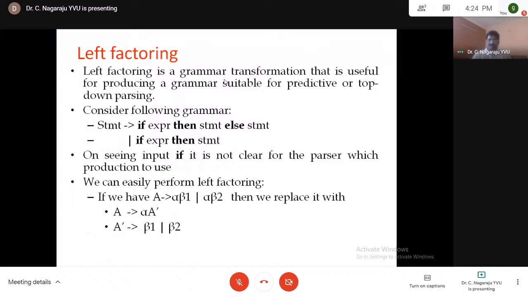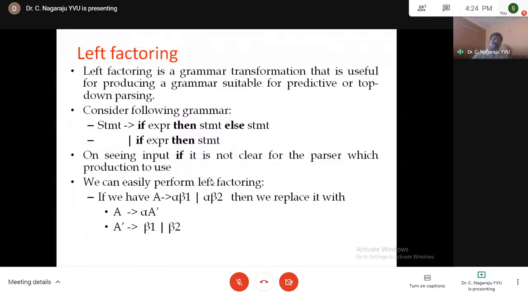So that is the leftmost derivation, rightmost derivation, ambiguity, left recursion, and another one is left factoring. Left factoring is a grammar transformation that is useful for producing grammar suitable for predictive or top-down parsers. That means left factoring can be useful for providing the grammar for predictive or top-down parsing.